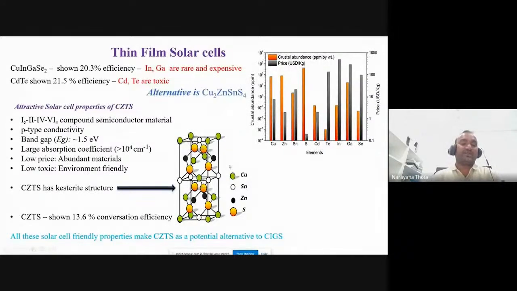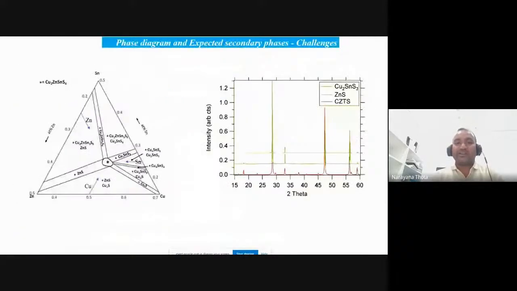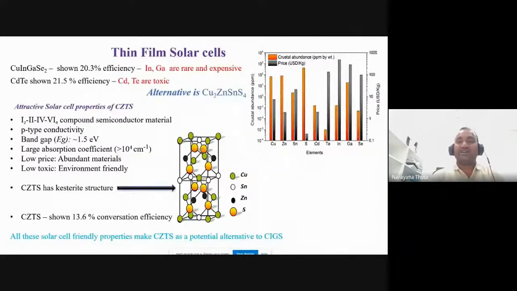Active research started around 2010, and more seriously from about 2013. Now, within 10 years, it has shown 13.6% conversion efficiency. All these things are encouraging, so we can believe it is a potential future material among the existing thin film materials. The material properties are very good, it is low cost, and abundance is high.